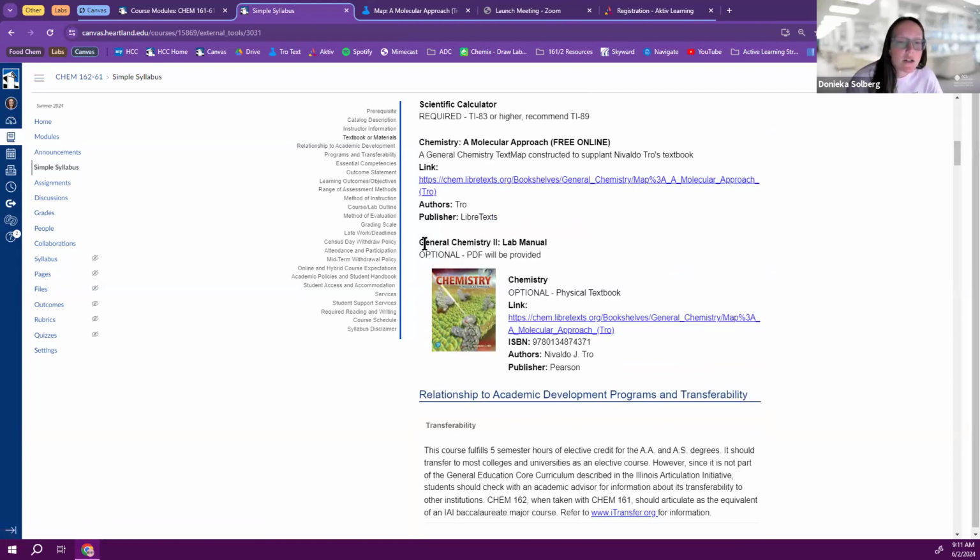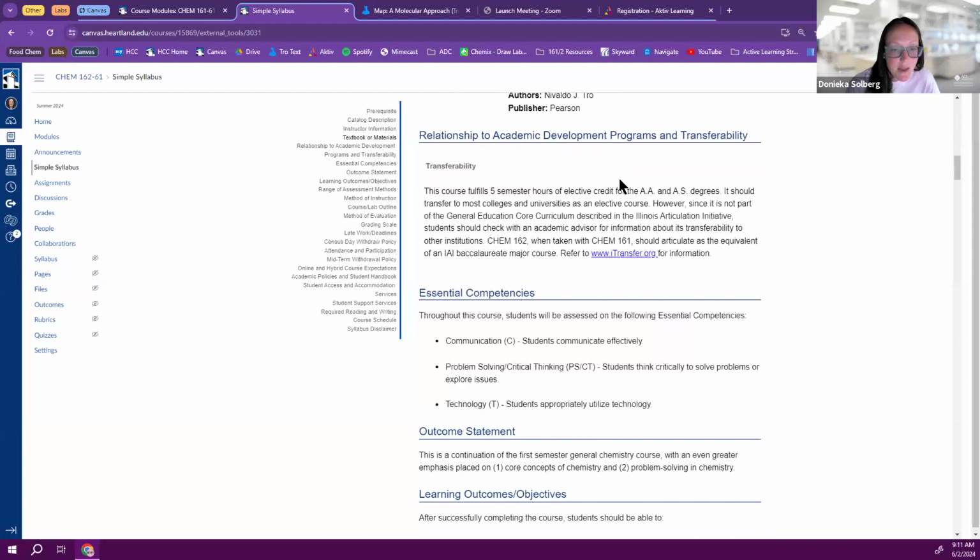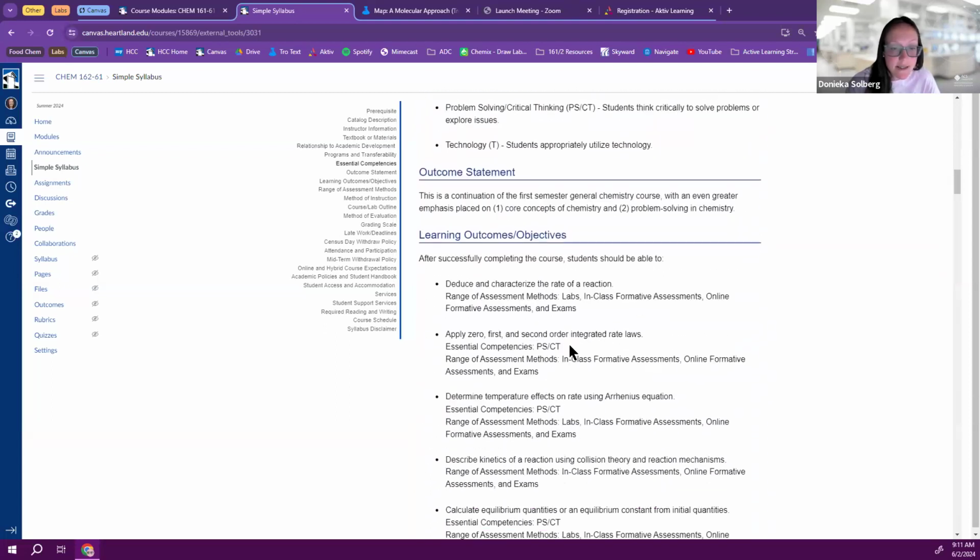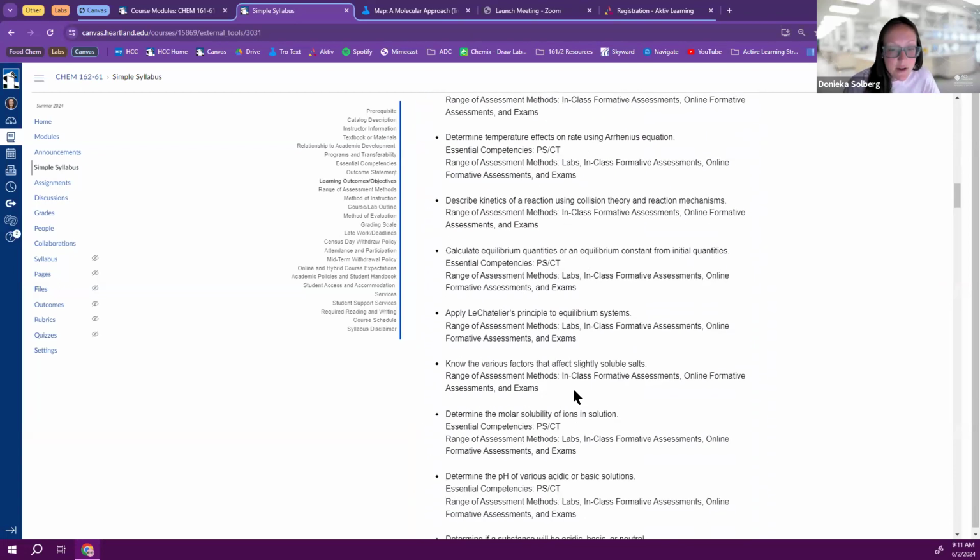And then our General Chemistry 2 lab manual. The PDF should be provided to you by, I think you guys have Dave this semester. But I recommend, or he might require you to actually buy the lab manual. There is a new lab manual, so if you have trouble with that, please let me know. Okay, this is all the Heartland things. This is all the stuff you're going to learn.